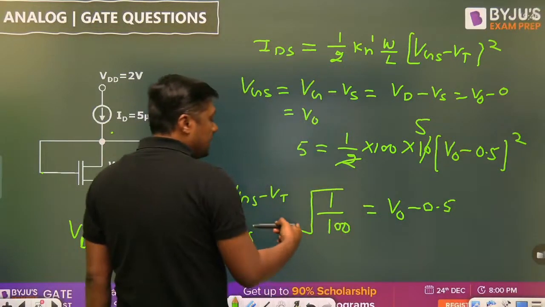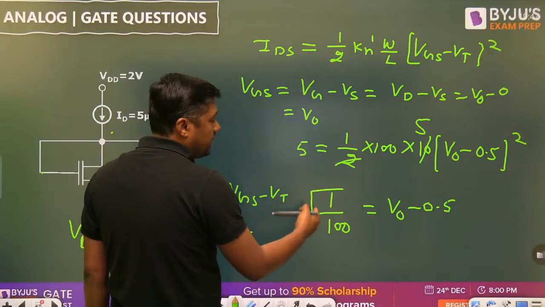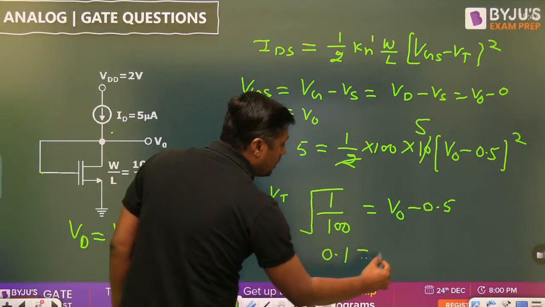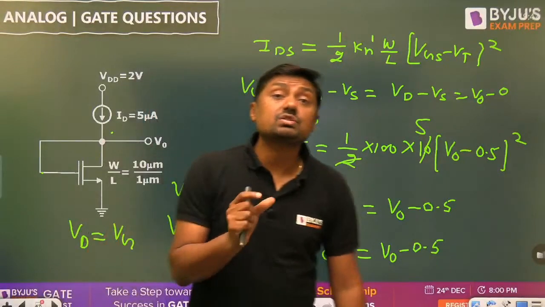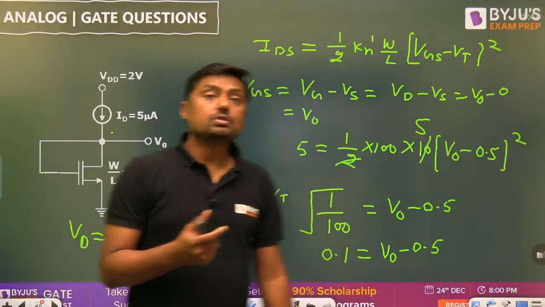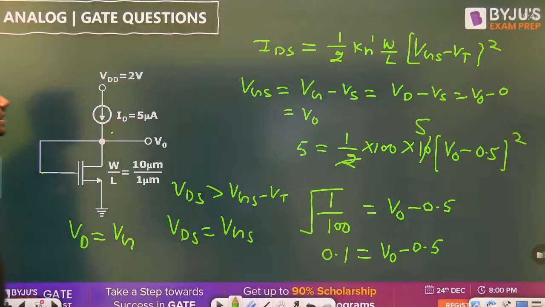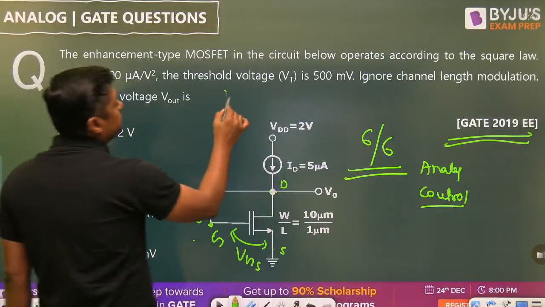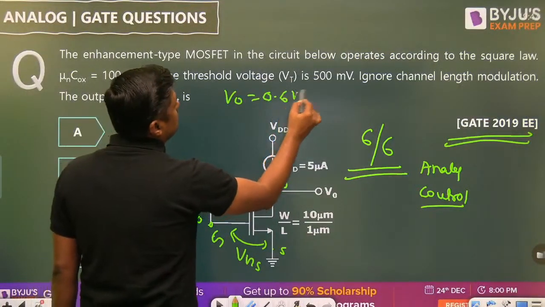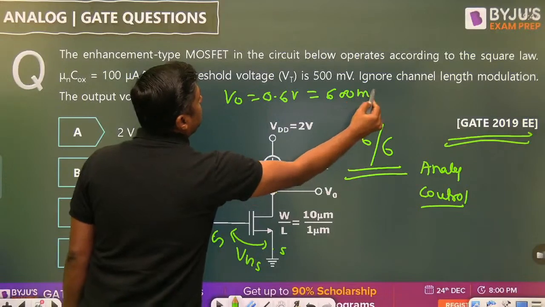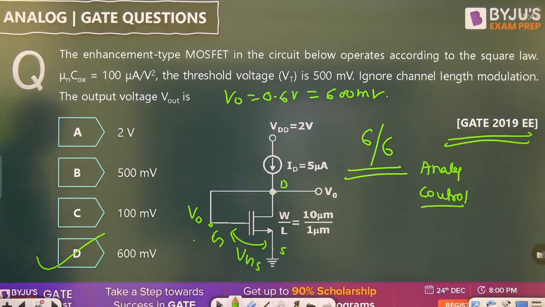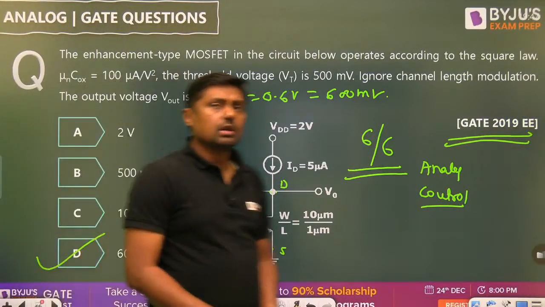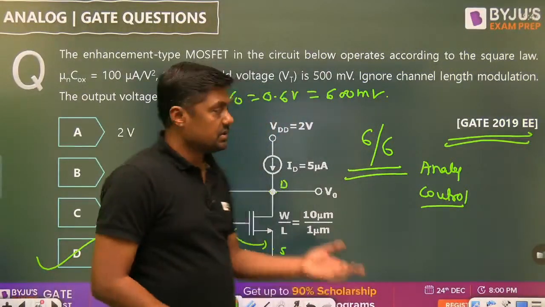1 by 100 is what? 0.01. Root of it, 1 by 10, is 0.1. 0.1 is equal to V naught minus 0.5. It will become what? 0.6 volt. 0.6 volt is equal to what? 600 millivolt. Okay, so that is the answer for this particular question, directly formula based. Next one.